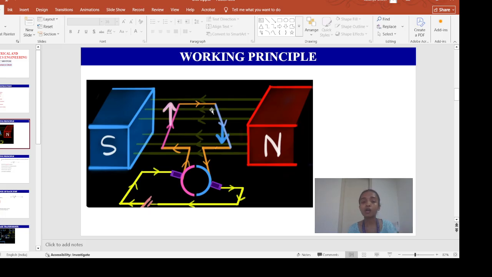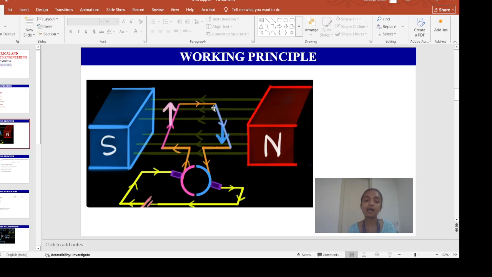Now come to this blue color arm. In this arm, the current is in outward direction, and the magnetic field is from left to right. In this condition, my magnetic force on this specific arm will be downward direction. Now what about this arm and this arm?